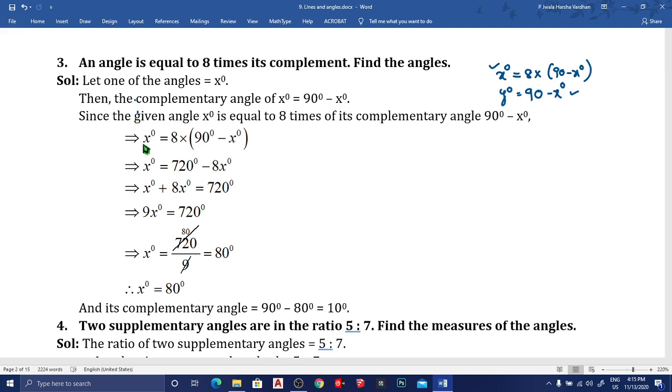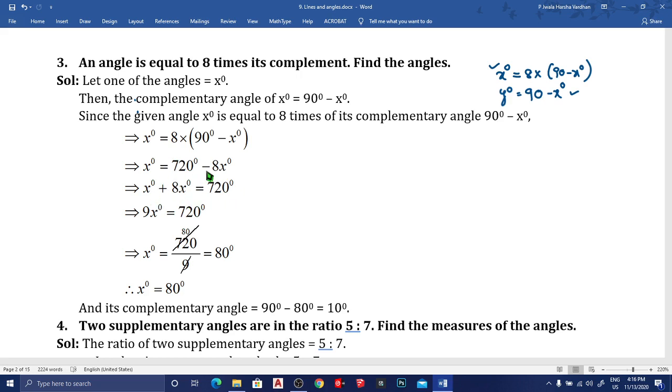So now you know what the equation is. You can find the x value by solving. x degrees is equal to 90 minus 8 into x degrees, which is 720 minus 8x. Both the numbers you have to multiply with 8. Now take all the x values to the left side and keep the constant value on the right side.